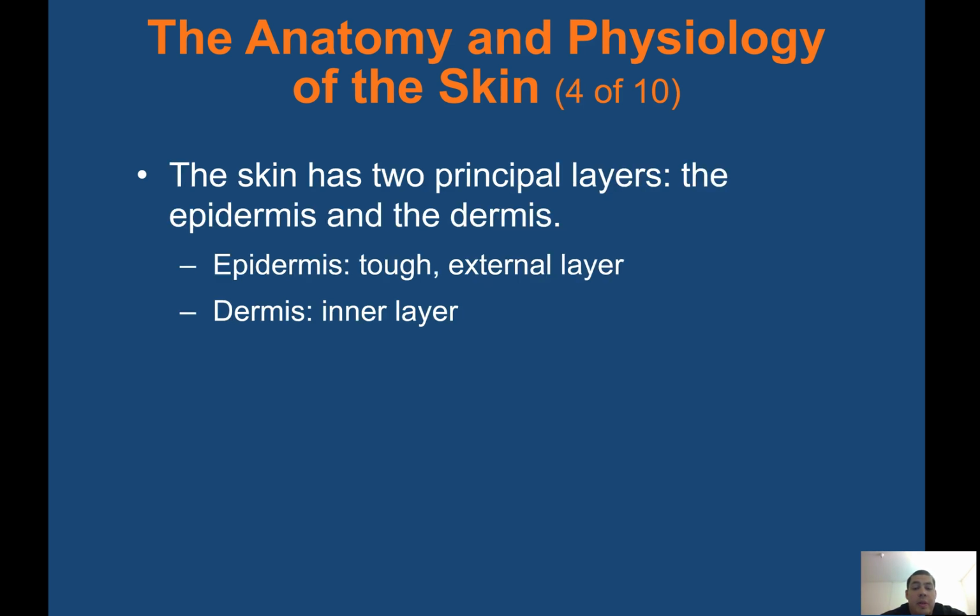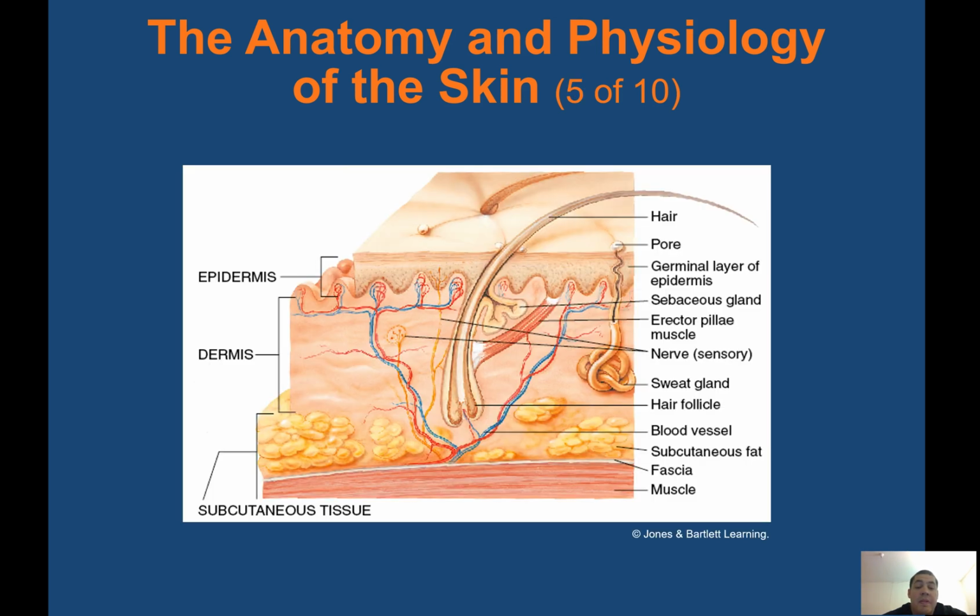The skin has two principal layers, the epidermis and the dermis. Epidermis, tough external layer. Dermis is inner layer. So you want to know the different layers of skin, especially when we're talking about burns. So right here we have the anatomy of the skin. The very first layer is epidermis, the dermis, and then down at the bottom this is going to be the subcutaneous tissue or the fatty tissue.